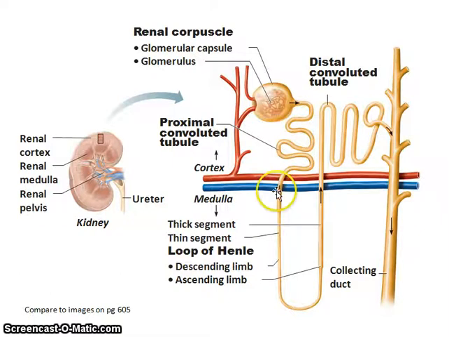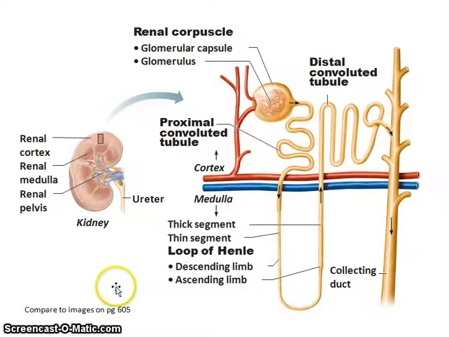From there, we're going to go down into the loop of Henle, which comes right back up into the distal convoluted tubule. Remember, distal means far, so it's the farthest twisted tube. And the last step is to drain into this collecting duct, which will eventually get to one of the ureters. All right, so we've got the direction of flow. Now let's talk about what's happening in each one.